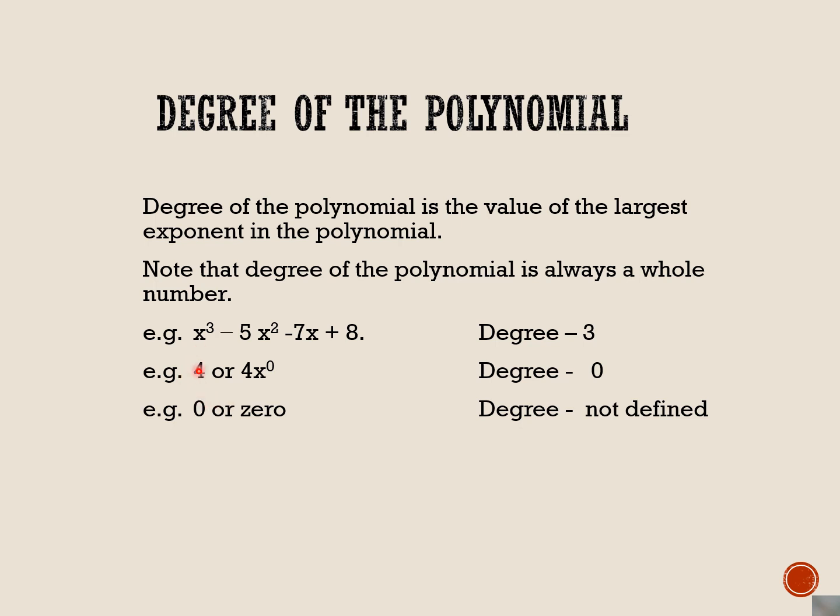Now we are taking a constant polynomial like 4. 4 can also be written as 4x to the power 0, because x to the power 0 will become 1. So here the degree, if you see, is 0. Now we are taking the zero polynomial, which is 0. Please remember that the degree of the zero polynomial is not defined.